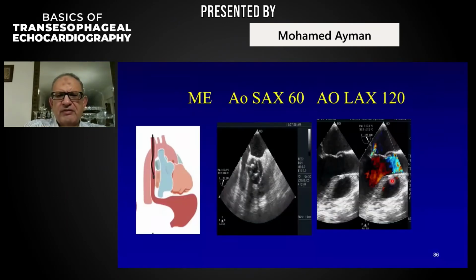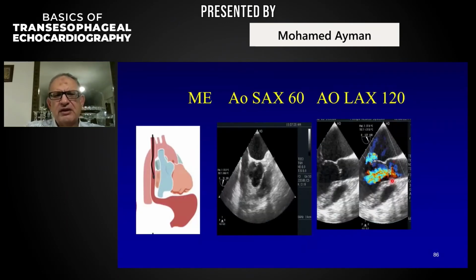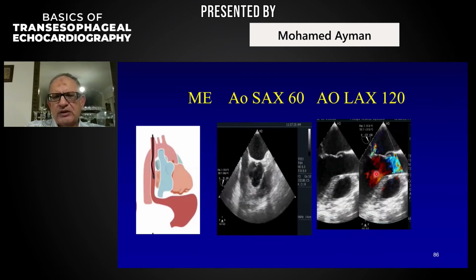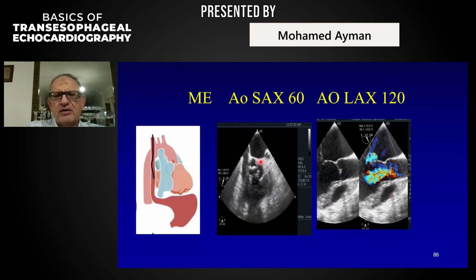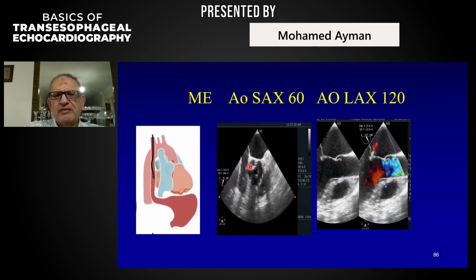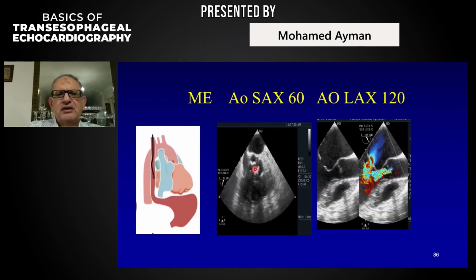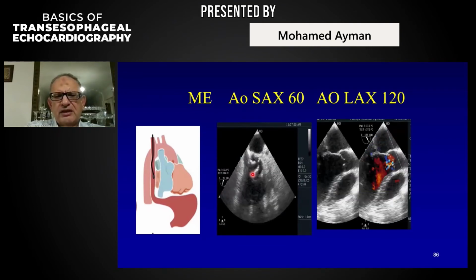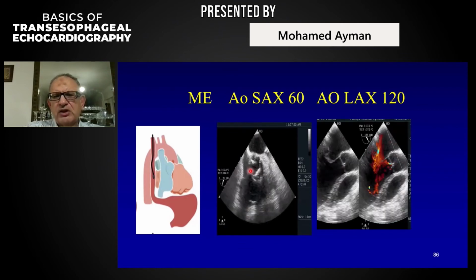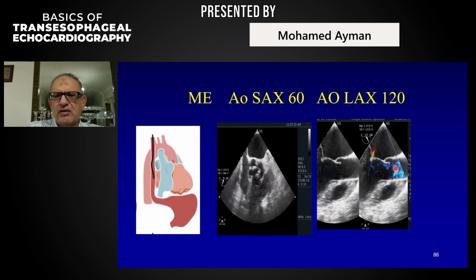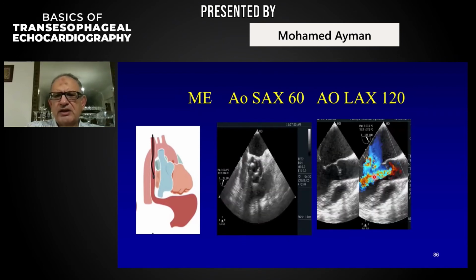Going for aortic valve assessment, as I told you, we can see the aortic valve in the mid-esophageal short axis at 60, and the long axis at 120. This can give you an idea about the morphology of the valve. Is it tricuspid, bicuspid, how far they are thickened. You can arbitrarily get the aortic valve area if there is stenosis, and you can check in the long axis the presence of any aortic valve regurgitation.